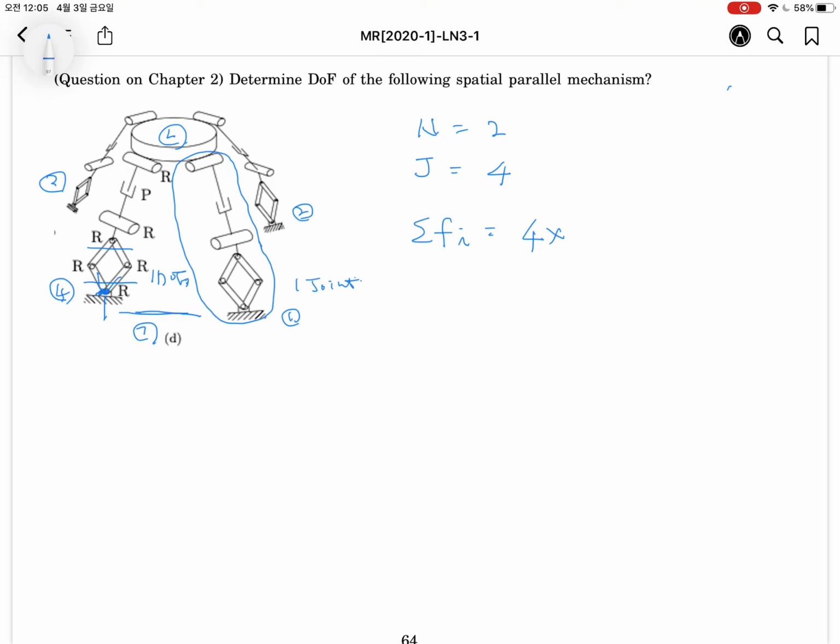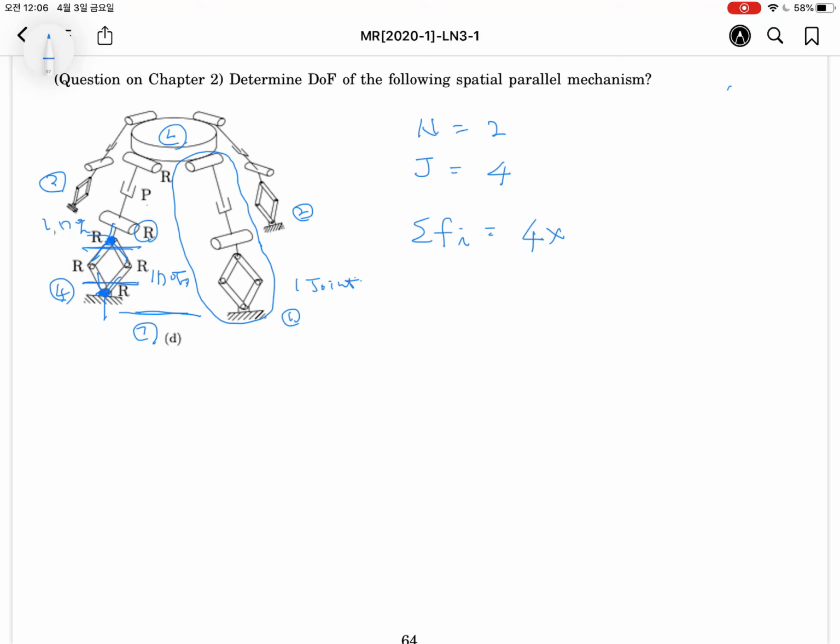According to the definition, a joint connects only 2 links. It implies this revolute joint must be an overlapping joint using 2 revolute joints. So it has 1 degree of freedom, and the prismatic joint has 1 degree of freedom. In here, this is connected to 3 links, 1, 2, 3. It means it is an overlapping joint. So one more revolute joint here, 1 degree of freedom.